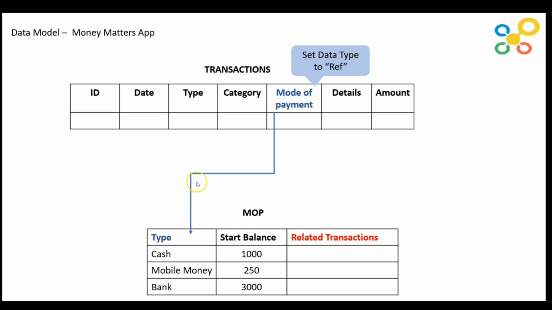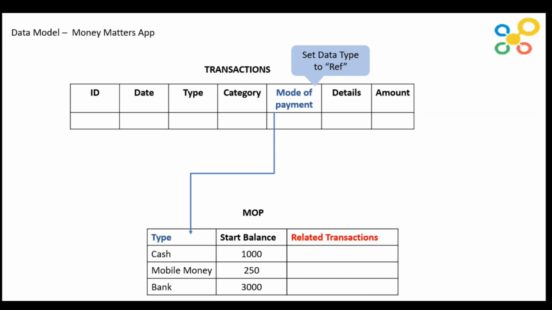Now you notice that as soon as we create this relationship, a new column is created in our dimension table called related transactions. So basically the name comes from the name of the fact table. So if this fact table was called maybe activities, this column would have been called related activities. So based on the name of this fact table, that's how this name is derived.